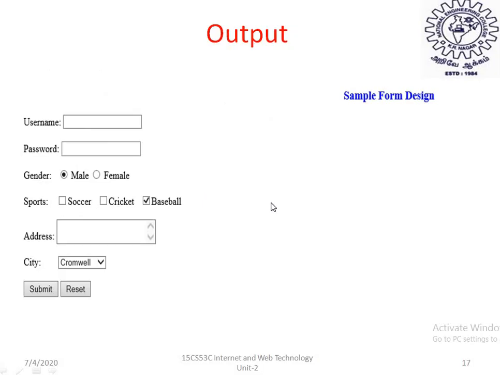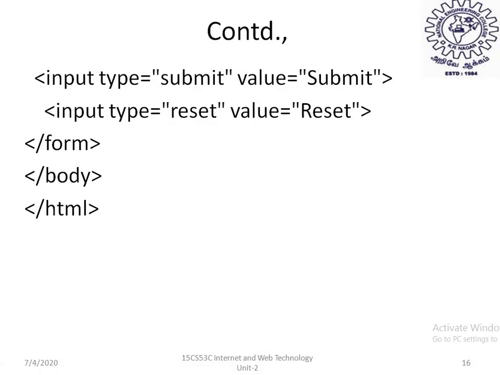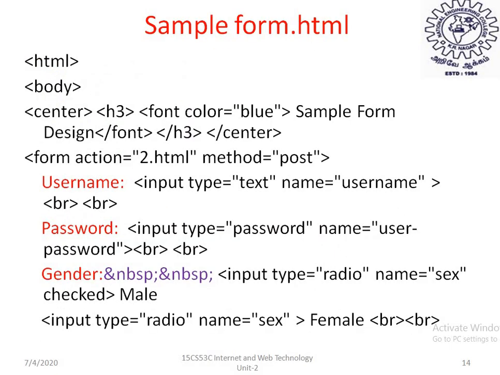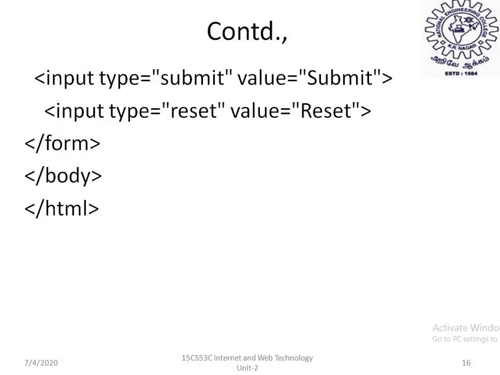Okay, that's all about HTML forms. To run an HTML form, just save the code in the form filename.html. After saving the code, it might look like Internet Explorer or any other browser icon. You just double click it and run the code. That's all about HTML forms.